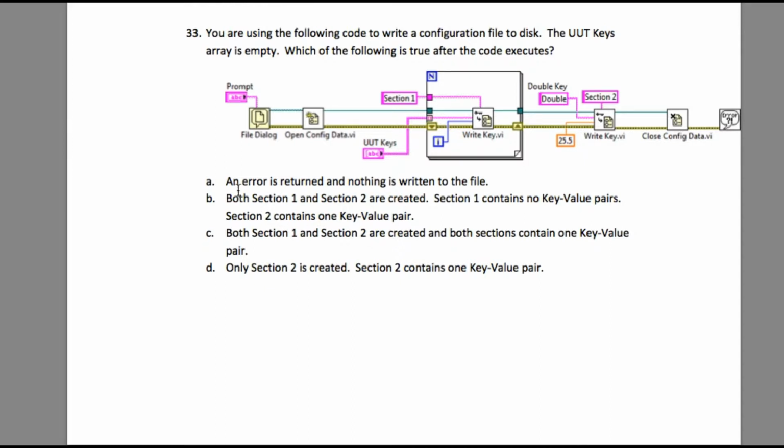You are using the following code to write a configuration file to disk. The UUT keys array is empty. Which of the following is true after the code executes? So the requirement to use the write key is basically you need to provide the section as well as the key names. So in this case, since the key names are empty, this means the write key is going to return an error. So that means answer A is correct, an error is returned, and nothing is written to the file.